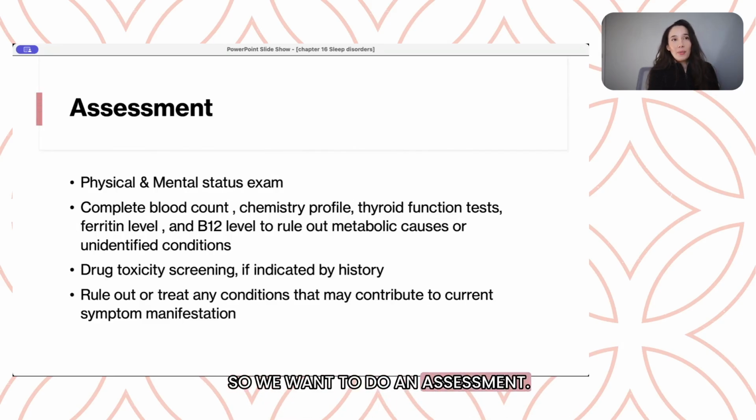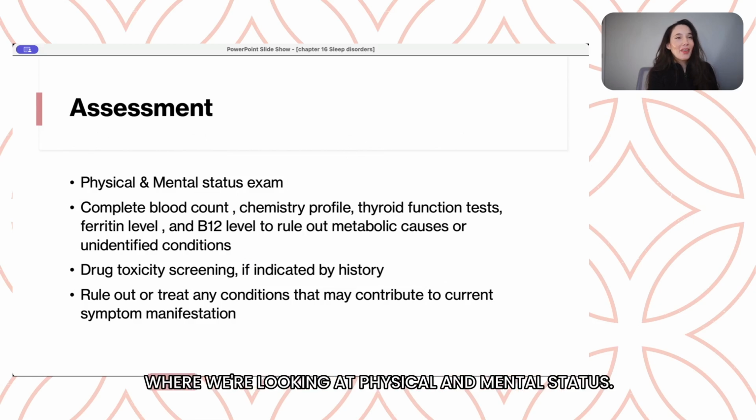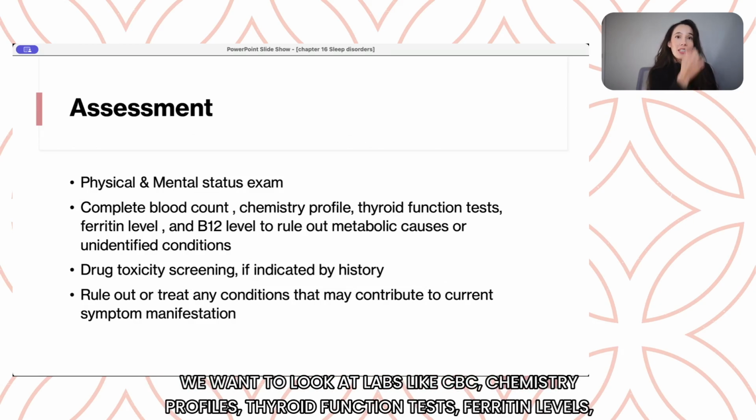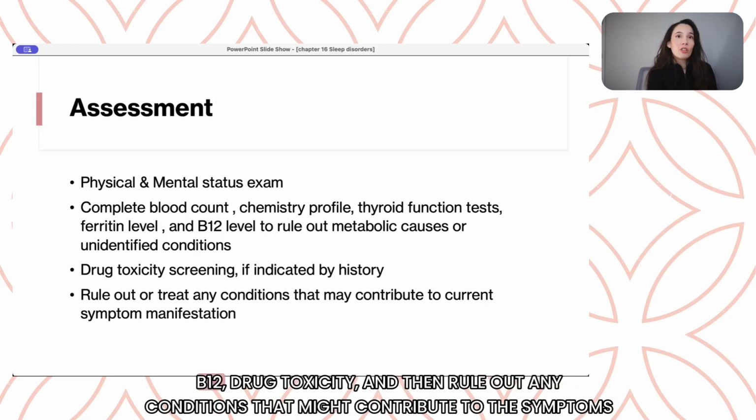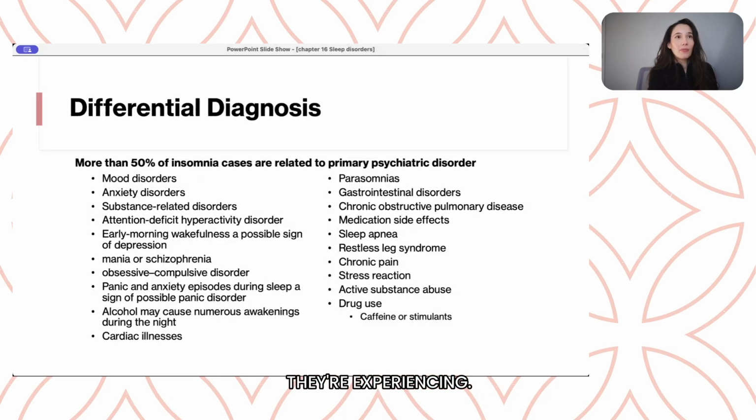So we want to do an assessment. We always want to do an assessment, right? Where we're looking at physical and mental status. We want to look at labs like CBC, chemistry profiles, thyroid function tests, ferritin levels, B12, drug toxicity, and then rule out any conditions that might contribute to the symptoms they're experiencing.